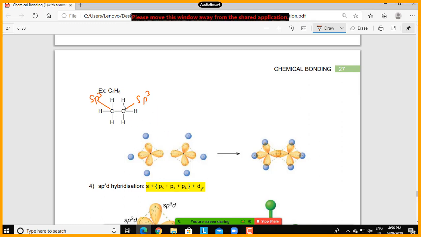Because carbon is making 4 sigma bonds. Sigma, sigma, sigma, sigma. So 4 sigma bonds means its hybridization has to contain 4 unpaired electrons, meaning sp3 hybridization is best.